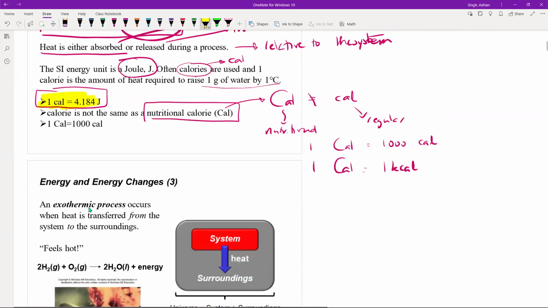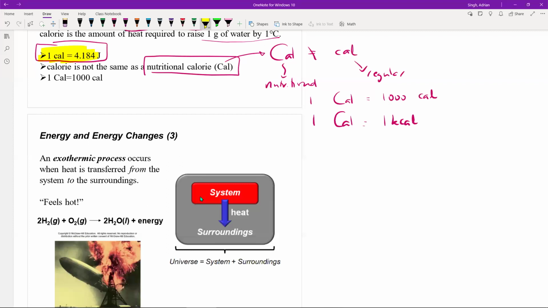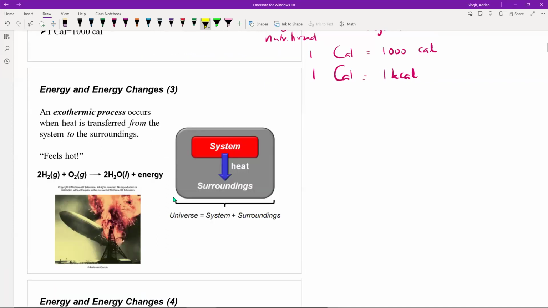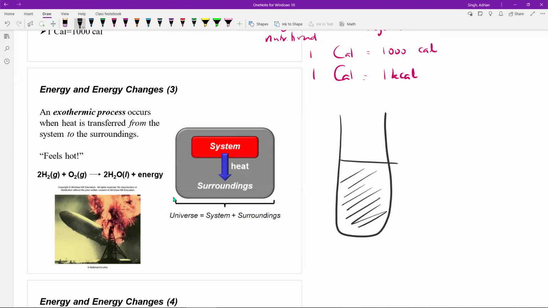So when we talk about heat changes relative to the system, we can define a couple other terms that we're going to be using a lot from this point onwards. Okay, so if I have my test tube again, there is my system that I'm studying inside of the test tube. If that system, let's say, releases heat, we call that an exothermic process. Okay, so heat is released to the surroundings.